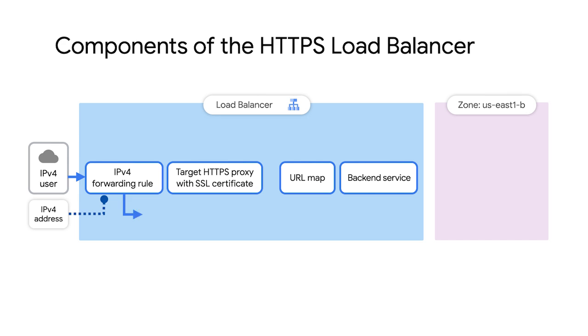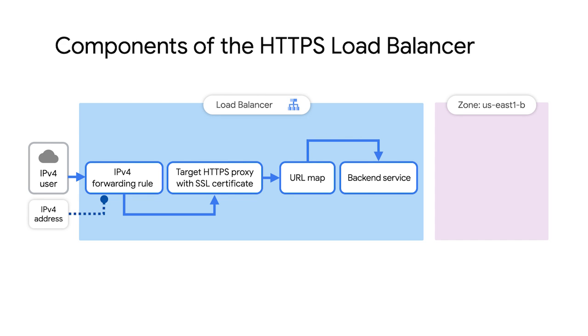Second, we have the actual proxy itself. We need to create two proxies, one for HTTP and one for HTTPS. The global HTTP load balancer is a proxy load balancer, so this step is required. Third, we need to input some logic that defines how traffic is routed between our dynamic backends and our static backends. This configuration is called the URL map.